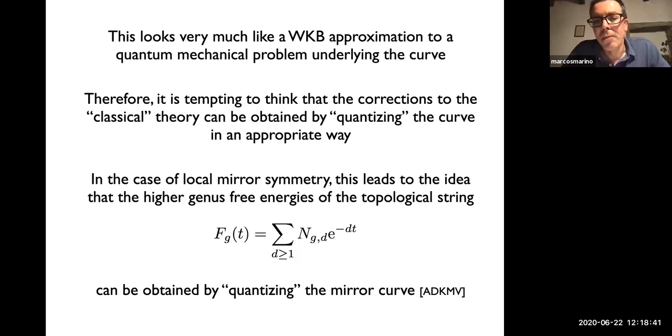If you want to make this more precise, for example, in the case of local mirror symmetry, this leads to this idea that the natural quantum corrections in this problem, which in the case of Gromov-Witten theory would be to compute higher genus free energies, so the higher genus Gromov-Witten invariants of this problem. So the idea is that you should be able to compute this by quantizing the mirror curve in some appropriate way.